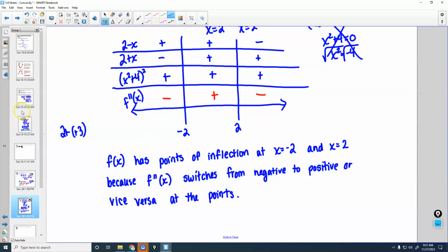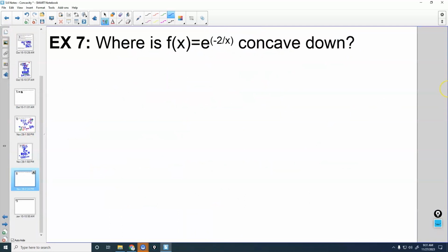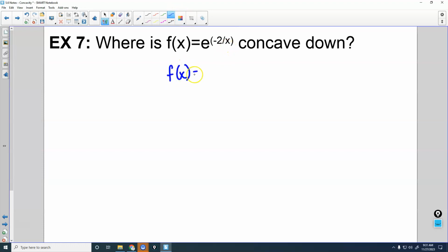Okay. All right, I've got one more I want us to do. It asks us where f of x equals e to the negative 2 over x is concave down. So I'm going to write it like this, just because what we're dealing with is negative 2 over x. But I would suggest doing this, e to the negative 2 x to the negative 1. Because if you have negative exponents instead of fractions, it is going to make it easier to take that derivative.